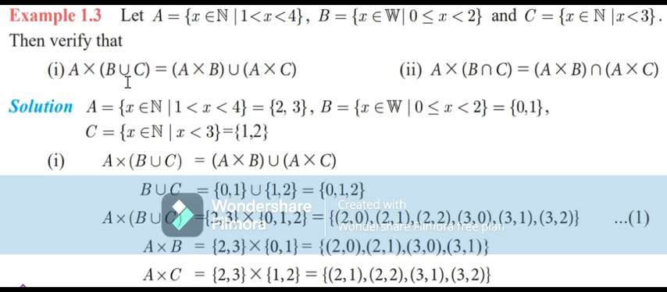Okay, in that first one we have to see LHS. So this is LHS and this is RHS. We have to prove these two are equal, right? So first we will find out what is LHS. Okay, LHS is A cross B union C.